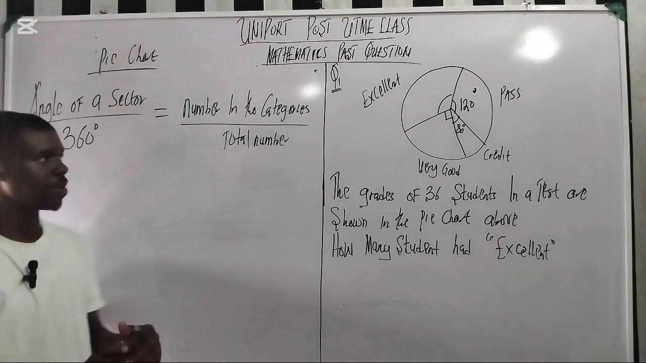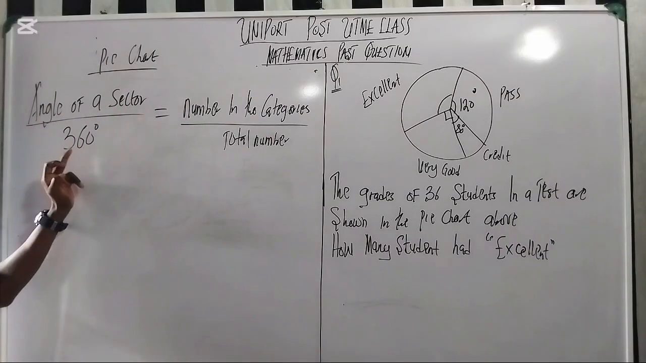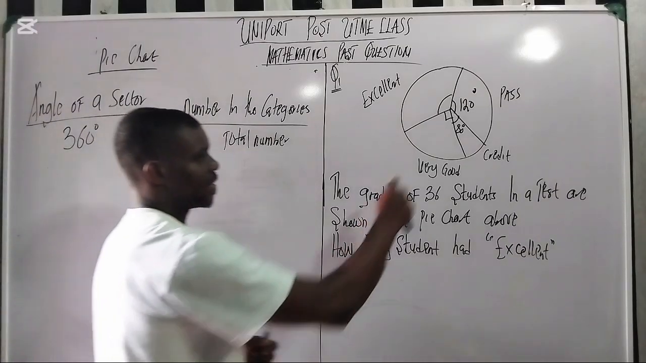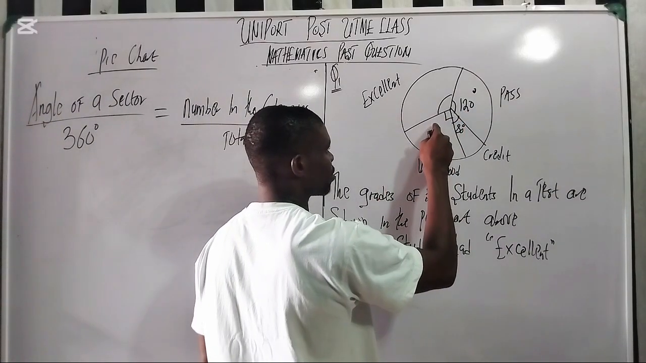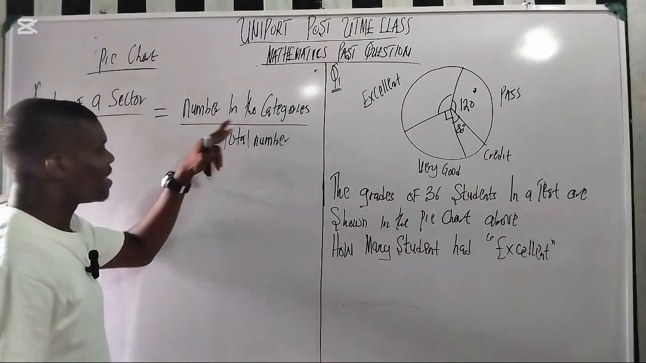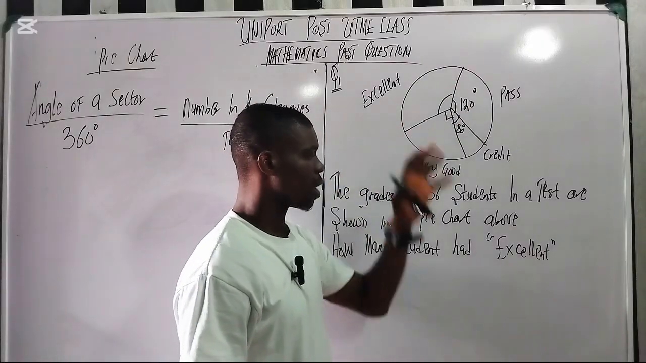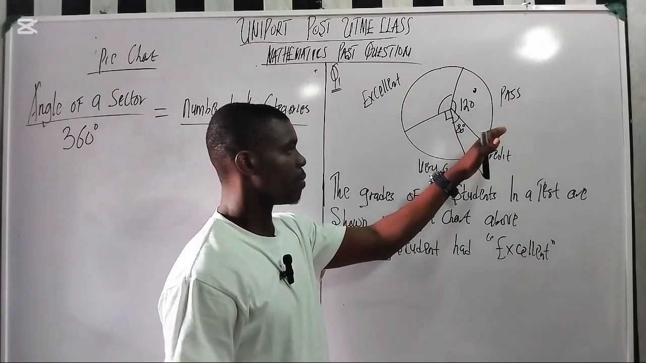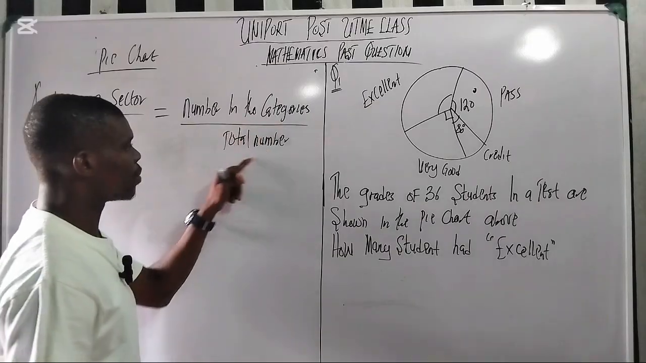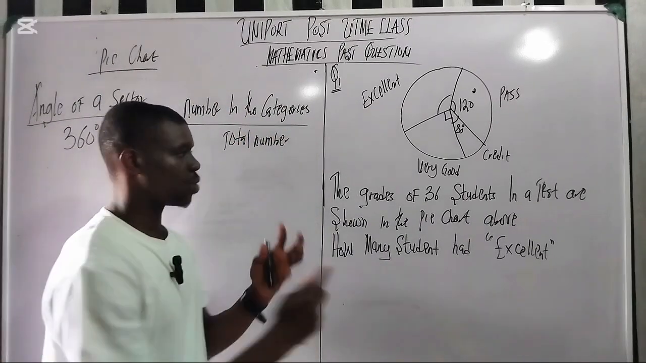And what is the pie chart formula here? It's very easy. Angle of a sector over 360. Remember, these are angles: the angle of the sector over the total angle, which is 360. Because each of these categories has its own number, which I want to look at. Number in the categories over the total number in the pie chart, which is 36.